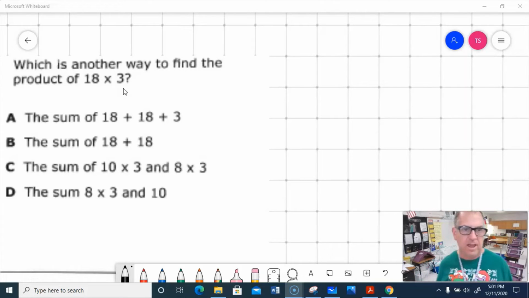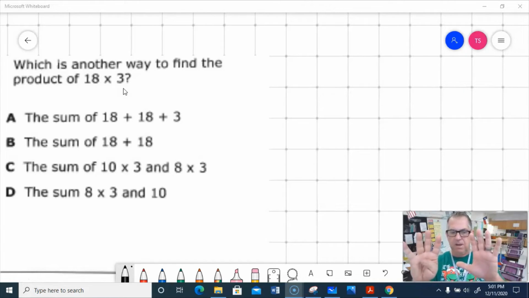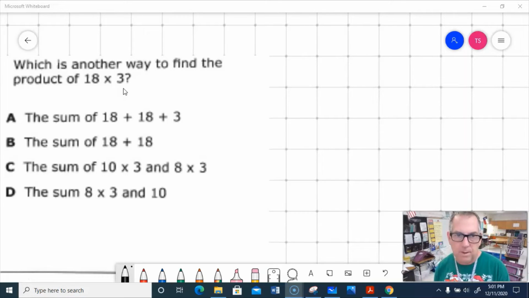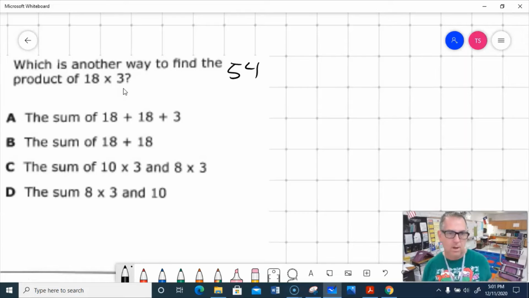If I take half of 18 and I double 3, half of 18 is 9, and if I double 3, that's 6. That's the same thing as 9 times 6. And I can use my fingers to do 9 times 6. 1, 2, 3, 4, 5, 6. So I tuck in my 6th finger there. That would be 54. So 18 times 3 would equal 54. So I'm going to write that right here, 54. 18 times 3 equals 54. So we're going to look at our answer choices now and see which answer choice equals 54.